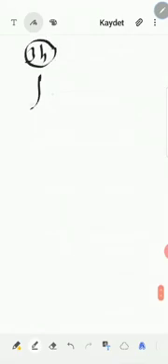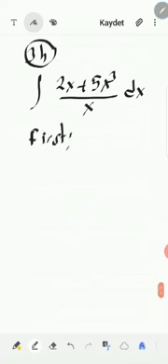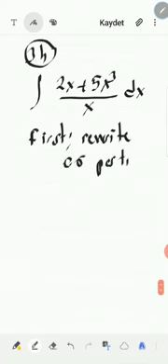Three h, the integral of 2x plus 5x cubed over x dx. In this we have a division, quotient form. So what do we do? Okay, you know that when we have a division form, first we can write them as a partial fraction. What does it mean? So let's rewrite this.